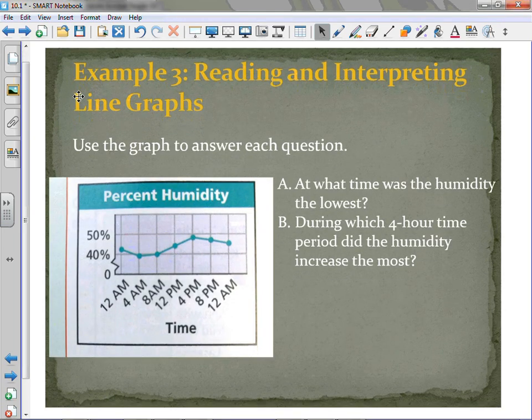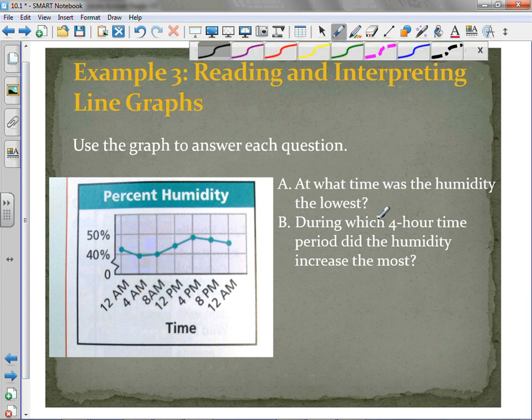Here is our example of a line graph. Right here, it's percent humidity throughout the day. At what time was the humidity the lowest? So I look here at the line graph, I'm looking for the lowest point, and I see it's right here at 4 a.m. You'll notice there's 4 a.m. and 4 p.m. Make sure that you are writing units.